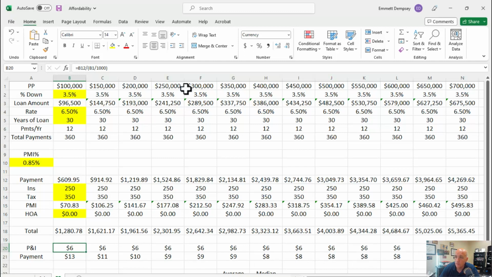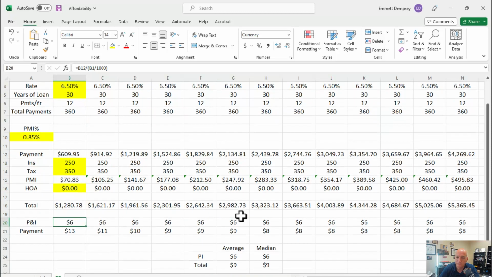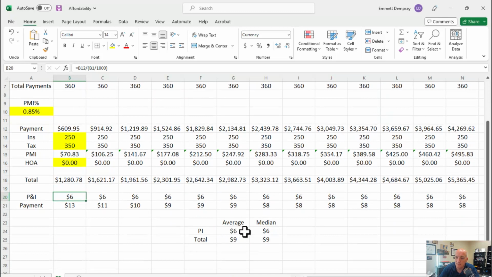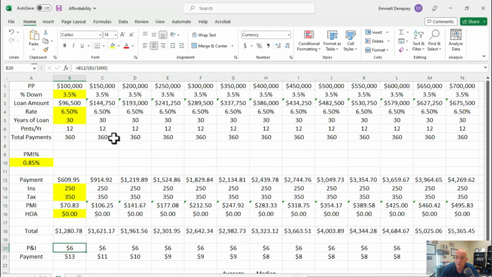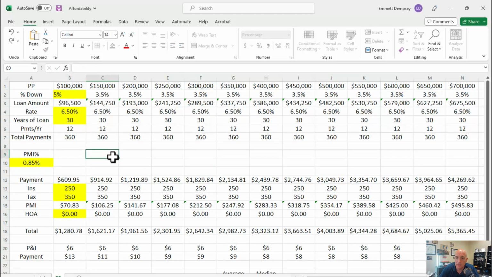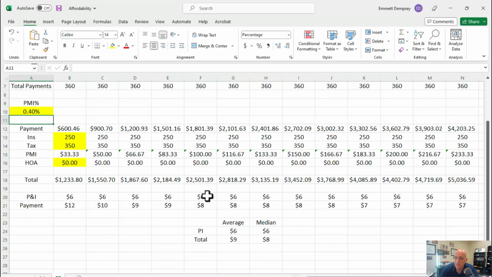Over the purchase price ranges, you can see a pattern: roughly $6 from 100,000 to 700,000. It's kind of eerie when you think about it. At the very bottom, I did average and median, and it's basically from 6 to 9. Roughly, that's what we're at. The way I did it before, it was 5% and 0.04, and I did it from 6 to 8.